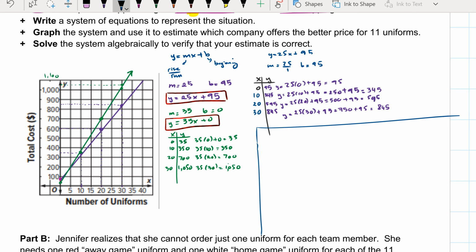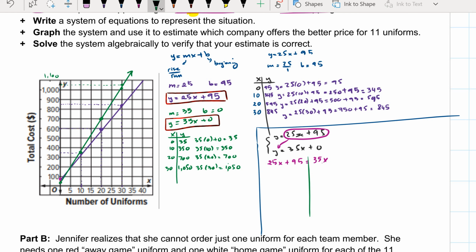We're gonna solve it algebraically. So first I'm gonna bring down 2 equations. Let's use this color. Y equal to 25x plus 95 and y equal to 35x plus 0. So we're going to use the substitution method. Y equal to this, we're gonna plug it in place of y. That will give you 25x plus 95 equal to 35x plus 0, which I don't need to write 0 anymore. Okay, we're gonna solve for x.